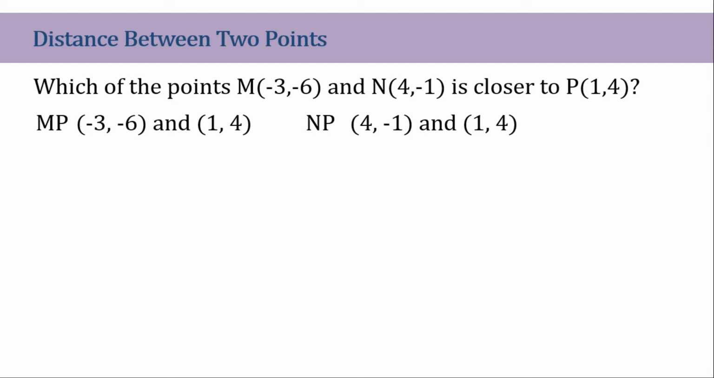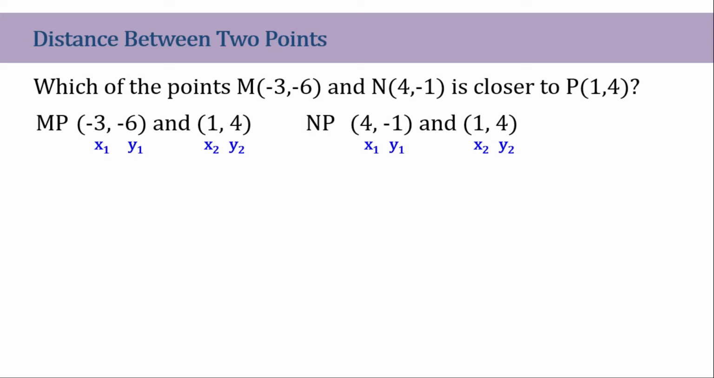Which of the points M and N is closer to P? So in this case, we are given points M and N, and there is a certain point P. So we are asked to find if M is closer to P than N, or N is closer to P than M. So to solve this, we need to calculate the distance between M and P and N and P and compare them to each other. So let's start with the coordinates of M and P.